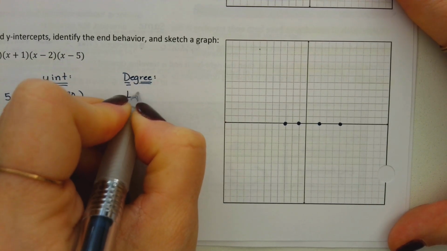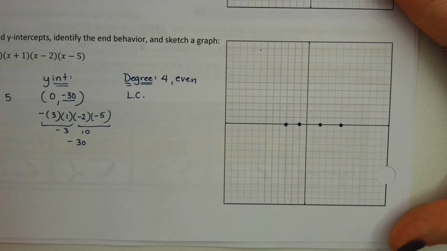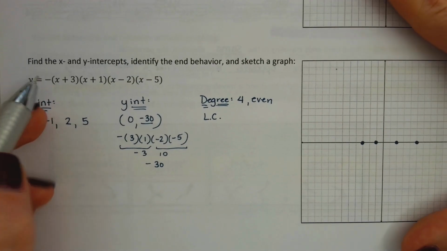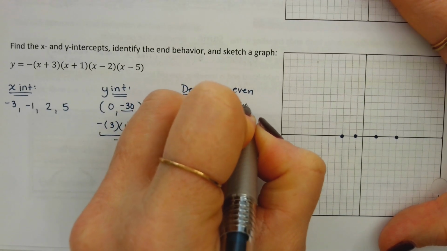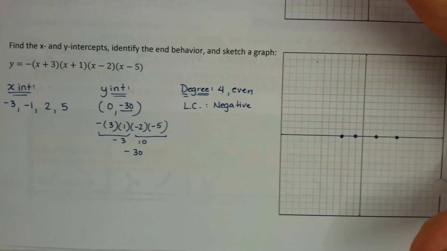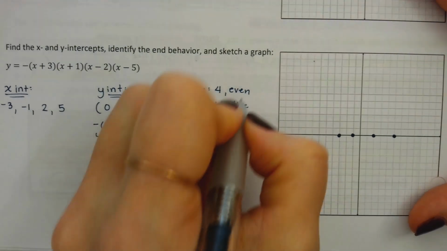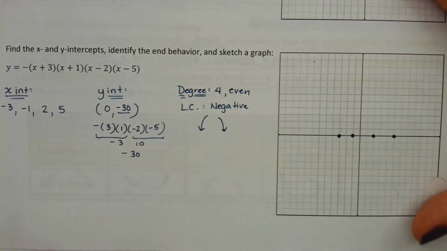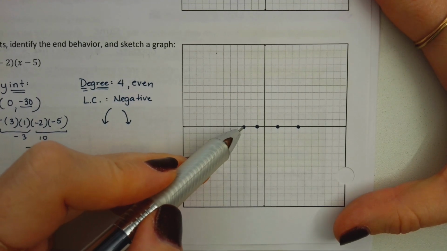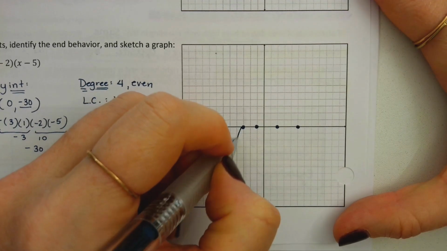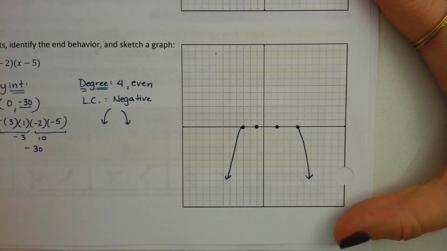What's the degree on this one? Degree is 4, which makes it even. So leading coefficient, positive or negative? Negative. So negative, even, which way are those ends going to point? Both down. Yep. Starting with the one on the left, if it's both pointing down, then everything after here is going to end up going downwards. Anything on the right after here is going to go downwards.